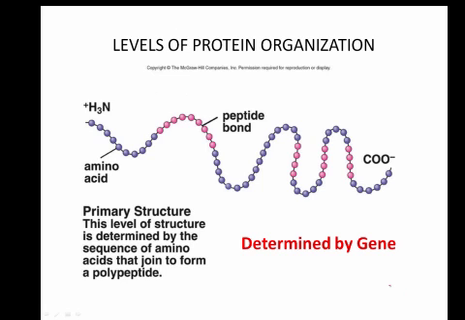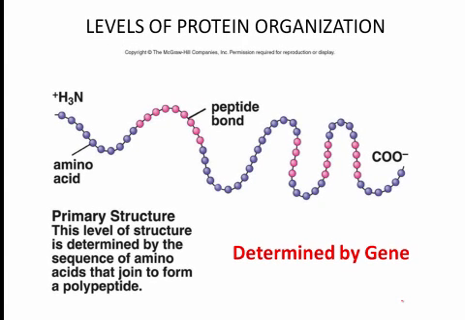Proteins have 3 or 4 different structures. The primary structure is simply the sequence of amino acids. So each of the little balls here represents an individual amino acid. It's that same dehydration reaction over and over that puts these together. So this primary structure is the amino acid sequence. This is determined by genes.